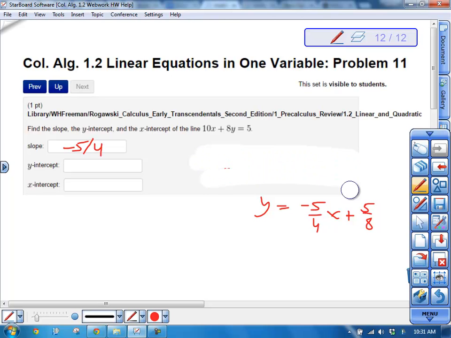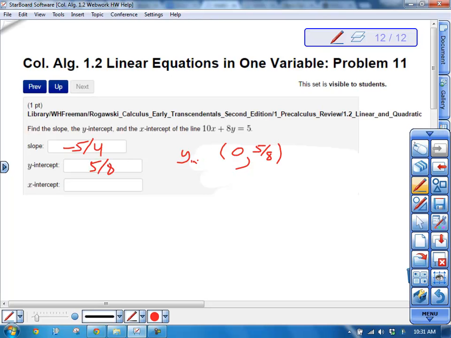And then the x and y-intercept. The y-intercept is where x is 0. So plug in 0 for x and you'll get the y-intercept. And that gives you 5/8. And now if you want the x-intercept, plug in 0 for y, right? Because on a graph, the x-intercept is where y is 0. So plug in 0 for y and divide both sides by 10 to get 1/2 for x.